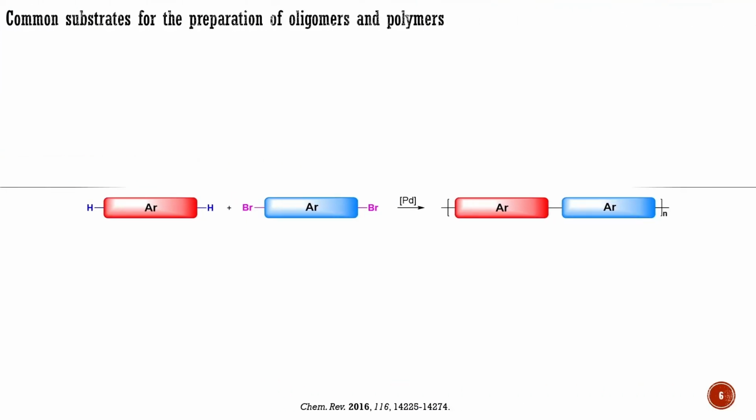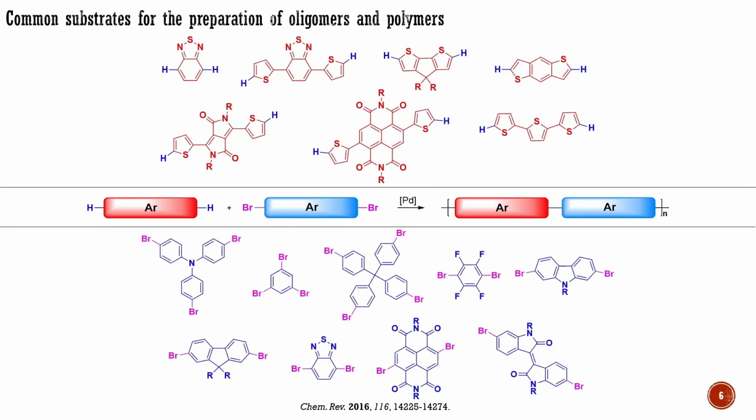Consequently, oligomers and polymers demonstrating promising properties are currently prepared by palladium-catalyzed CH arylation of thiophene derivatives, as described in this general scheme. The list of the most frequently used thiophene derivatives is shown in red, while the most important aryl halides are indicated in blue.